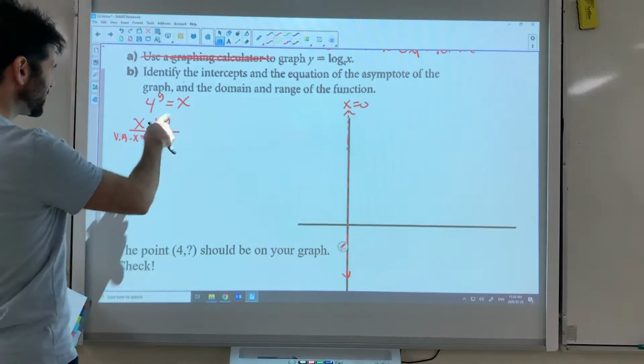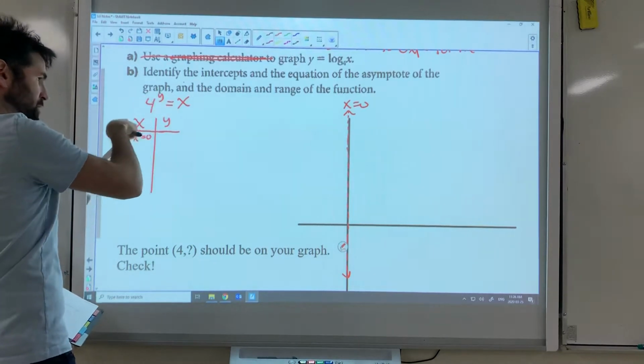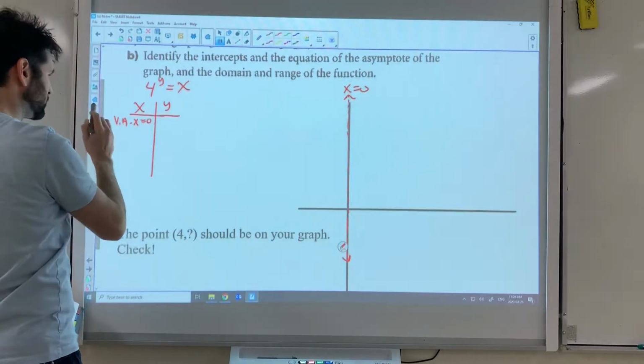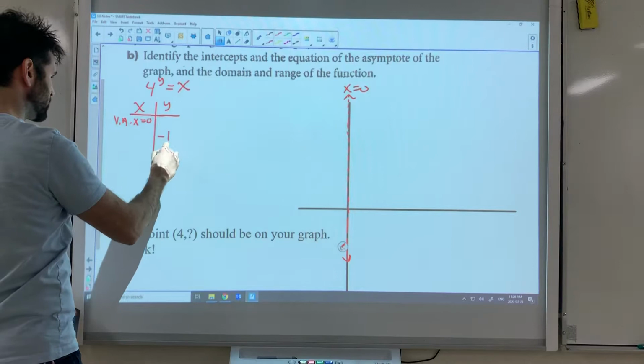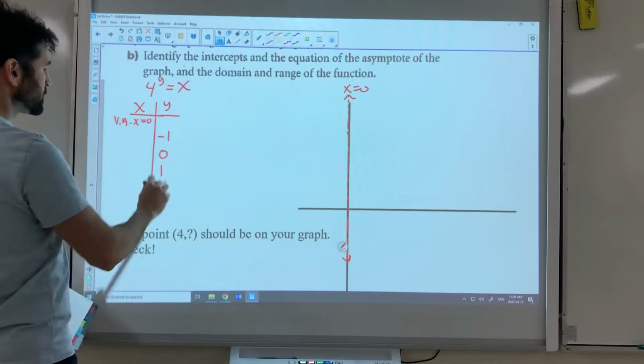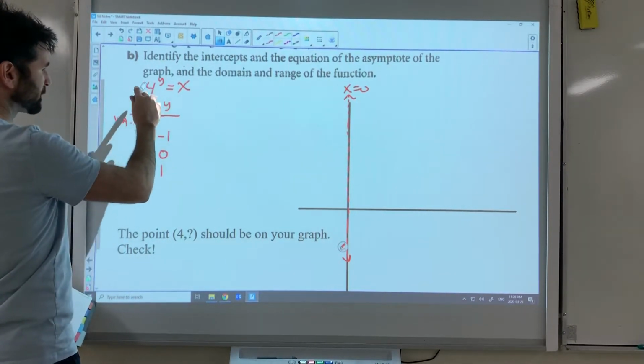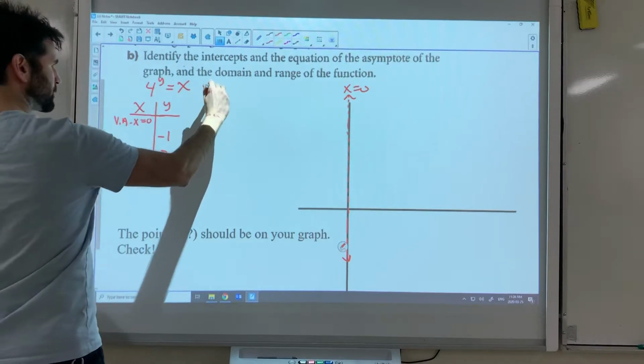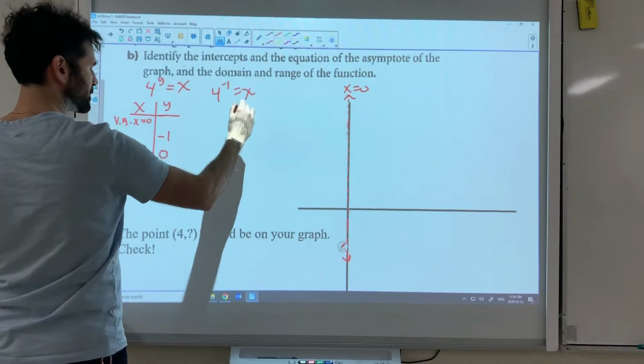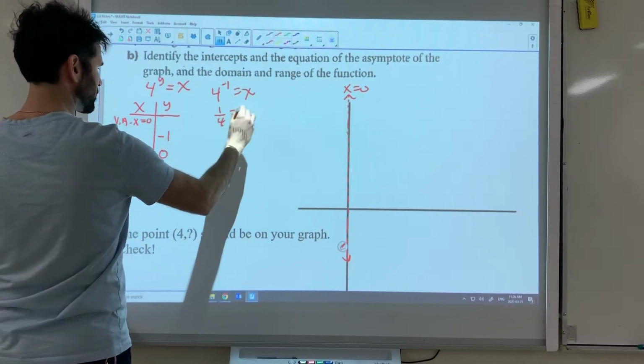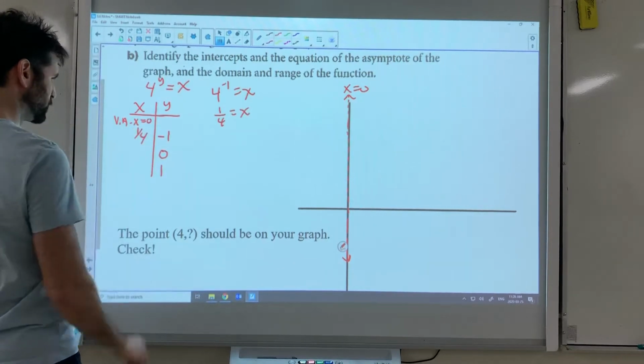Now what? Well, we plug in y values to get the x value. So a couple good values to do would be -1, 0, and 1 for y. So if we plug in -1 for y, we get 4 to the -1. Right? 4 to the -1 equals x. Well, that's a quarter. Okay, so boom, there's that point.